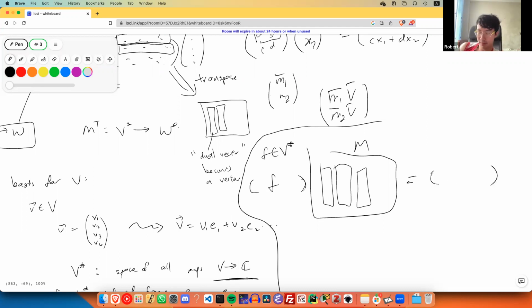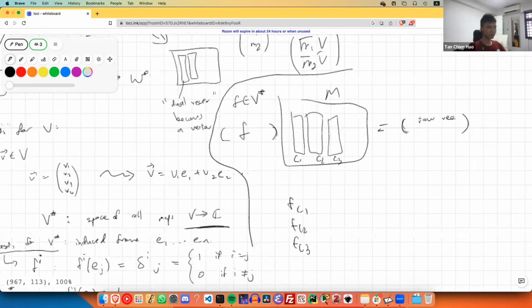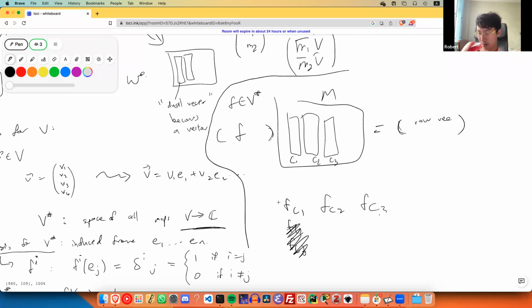Say the columns are C1, C2, C3. This is f(C1), f(C2), f(C3), but it'll be arranged in a row. So we get f(C1), f(C2), f(C3), arranged in a row like that. We multiply the numbers out.